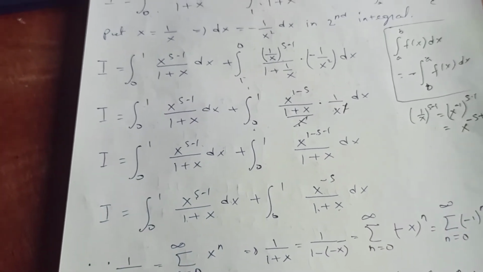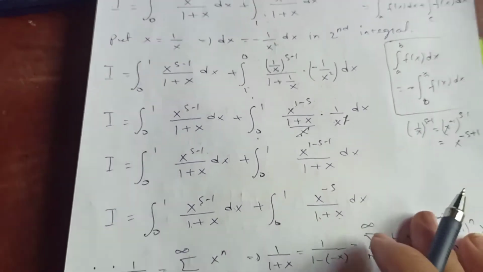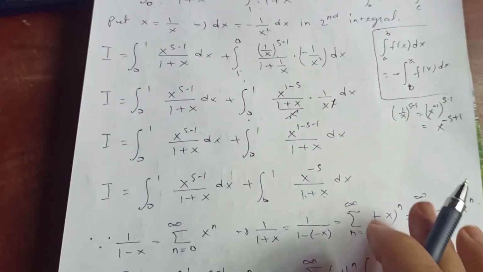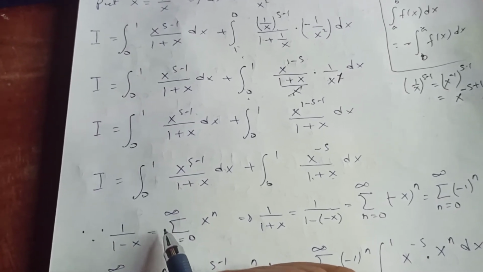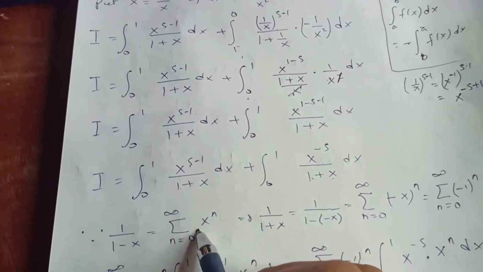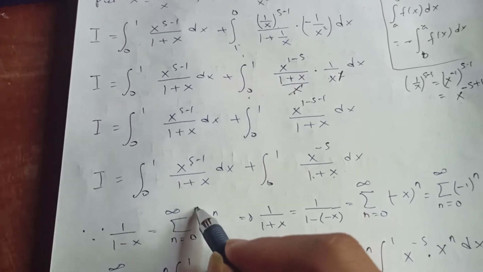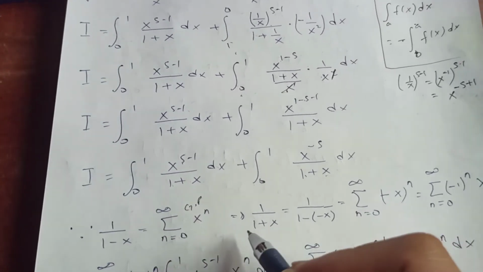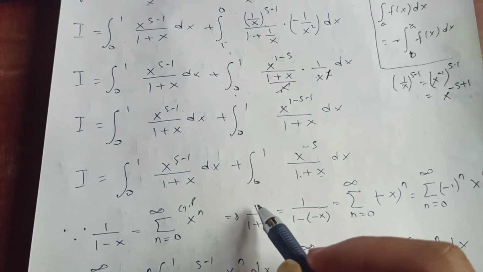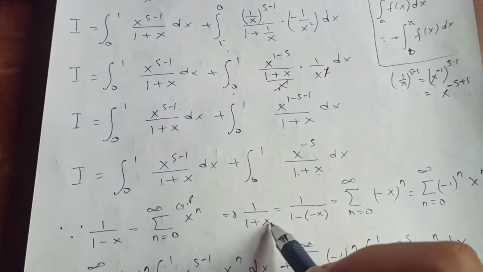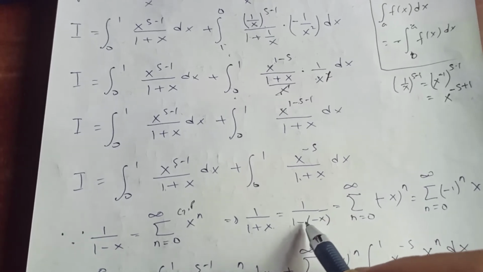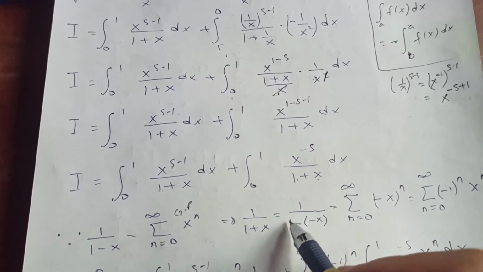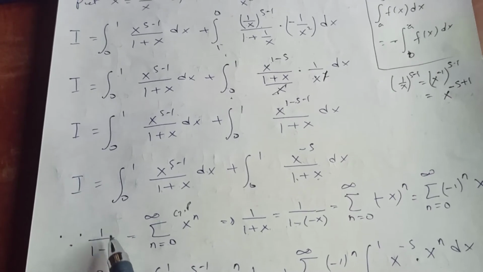Okay, now we have come to this. Now we know that 1 over 1 minus x is the sum from n equals 0 to infinity of x to the n, and this is nothing but a geometric progression, GP. Therefore 1 over 1 plus x is 1 over 1 minus negative x, because I'm trying to prove it in terms of this one.